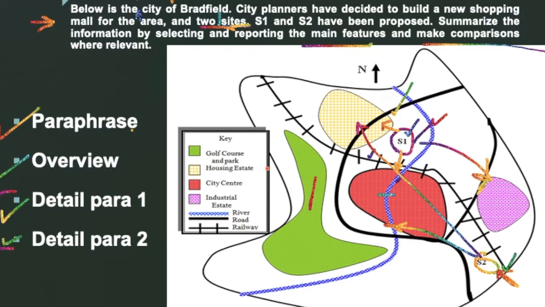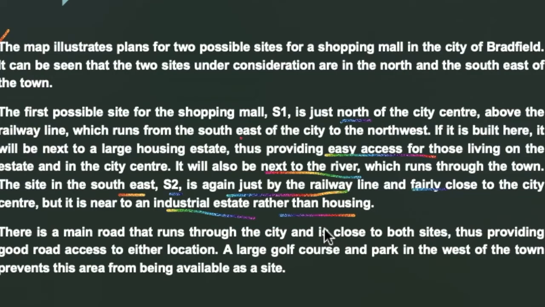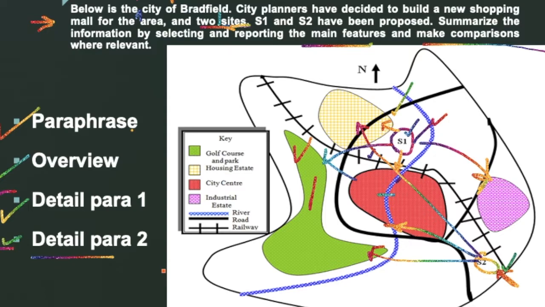But in all our discussion, we didn't touch upon the golf course. We have to include whatever is given in the map, and if we don't include even one detail, we will be penalized. That means we didn't look at the question properly, right? So we have to include the golf course. We can say a large golf course and park in the west of the town prevents this area from being available as a site. But remember, there is no conclusion in Writing Task 1. Right, so you will simply paraphrase, provide an overview, and give two detailed paragraphs, both of which should have different information. They should be different from each other.